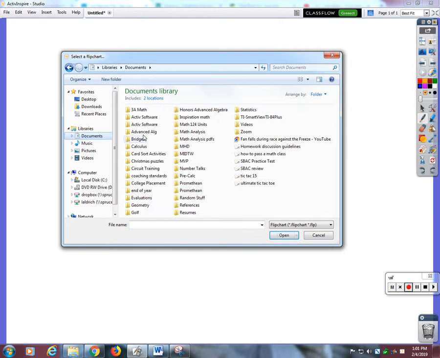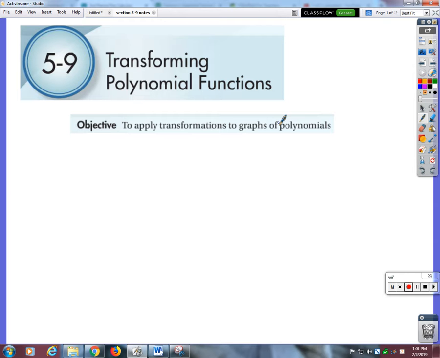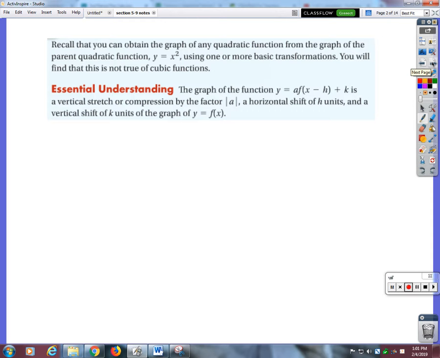All right, so here we go. Let's wrap this up. Today, we're going to do transformations of polynomial functions. It is the easiest topic ever because we have done this again and again and again with other functions. And all of those rules apply to polynomials as well. So here's what it's all about.